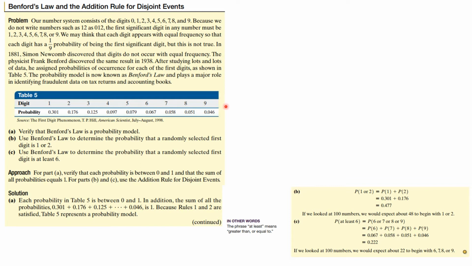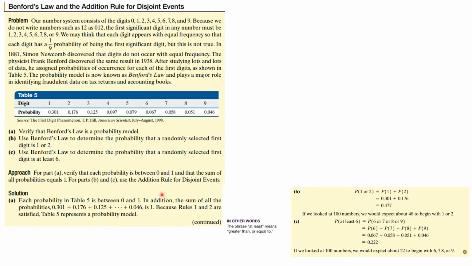Now, one of the things we're asked to do is verify that Benford's law is a probability model. And that means, do these things add up to 1? Well, if we add up all the numbers, we do get 1. You could do this on an Excel spreadsheet if you wanted. And all the numbers are bigger than or equal to 0. Because we have those two laws, this is a probability model.